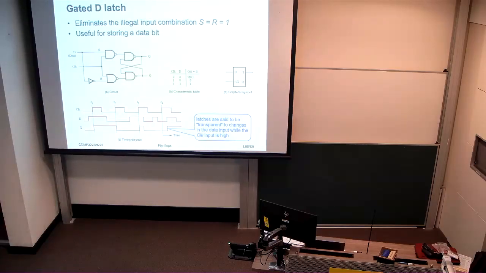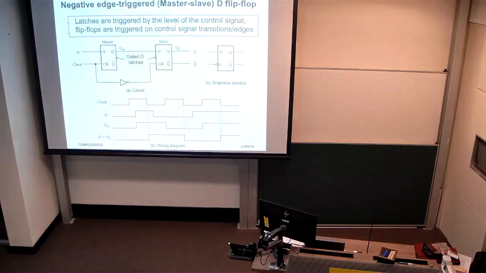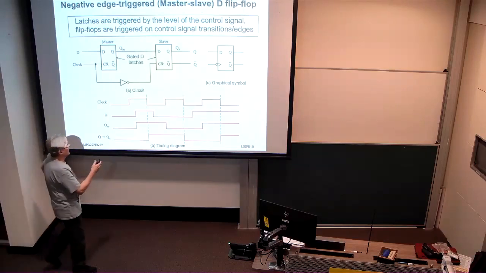Then we can use the gated D latch as a component in something a little bit more sophisticated, which is known as a master-slave D-type flip-flop. So let's just have a look at the circuit before we talk about it too much. As we see here, we have two gated D latches wired back to back in series. The only difference between the two is that the clock is inverted for the so-called slave latch that we see over here on the right. Okay?